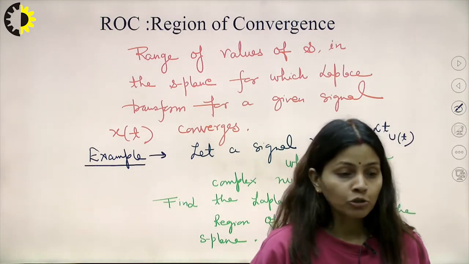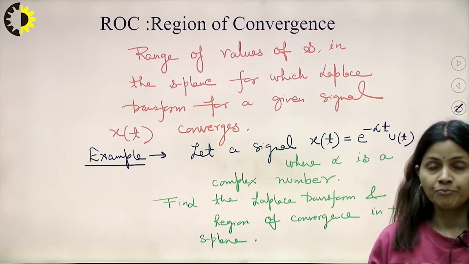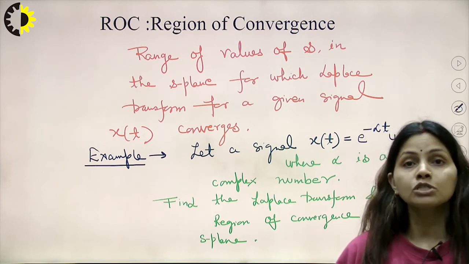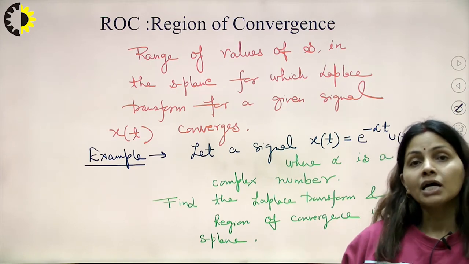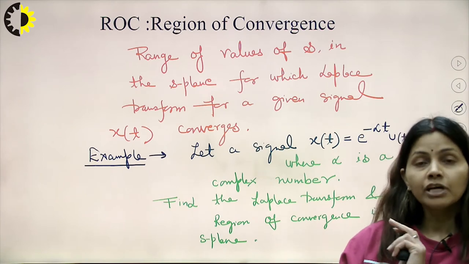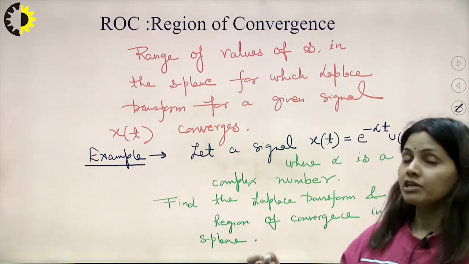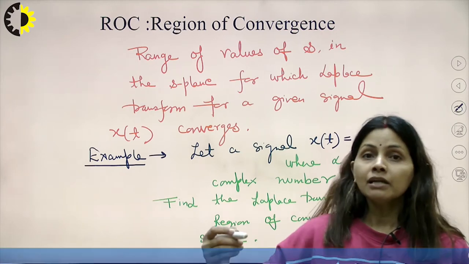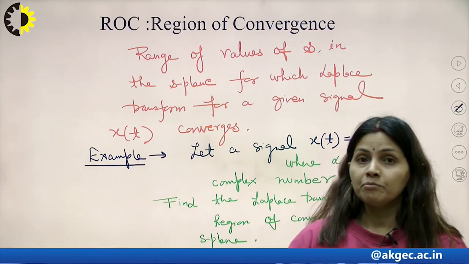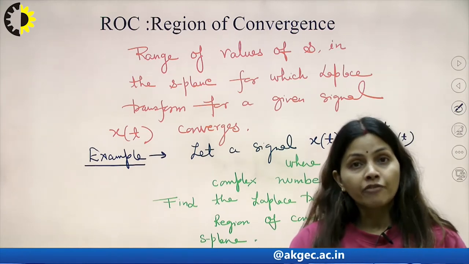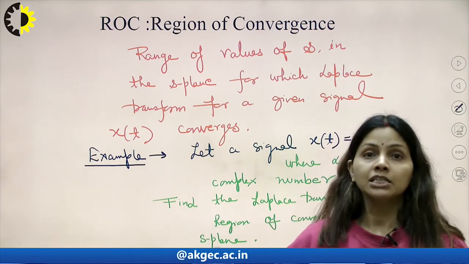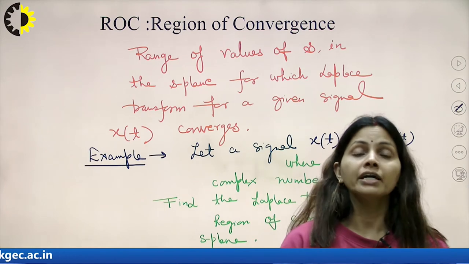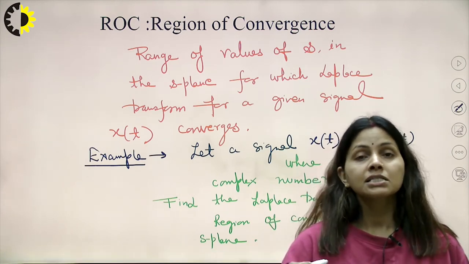Now another concept which is associated with the Laplace transform is the region of convergence, that is ROC. Given a signal x(t), when we calculate its Laplace transform, we need to define the ROC of that signal also, because there are cases where the Laplace transform can come out the same, but their ROC may differ. There are a variety of signals which have the same Laplace transform but different ROCs. So we need to understand how to define the region of convergence for the Laplace transform calculated.